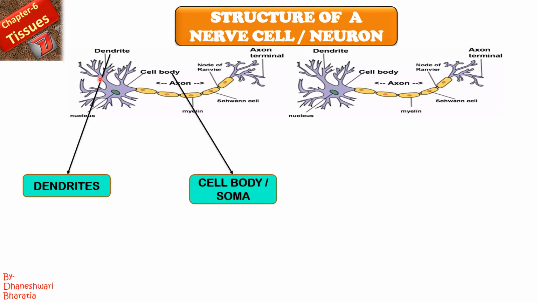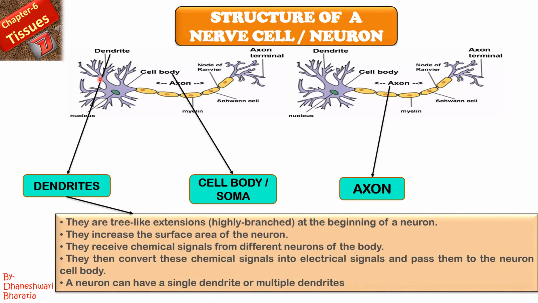Dendrites, cell body and axon. These are the three main parts of the neuron. If we talk about the dendrite, it is a tree-like extension which is highly branched. It may be possible that a single dendrite is present or even multiple dendrites can be present, which is always present at the beginning of the neuron. Here you can see this.